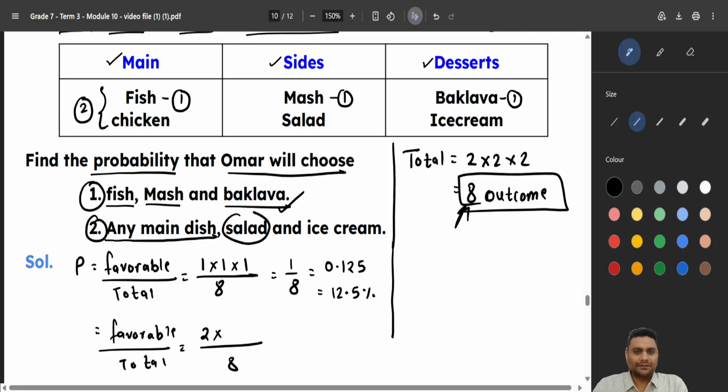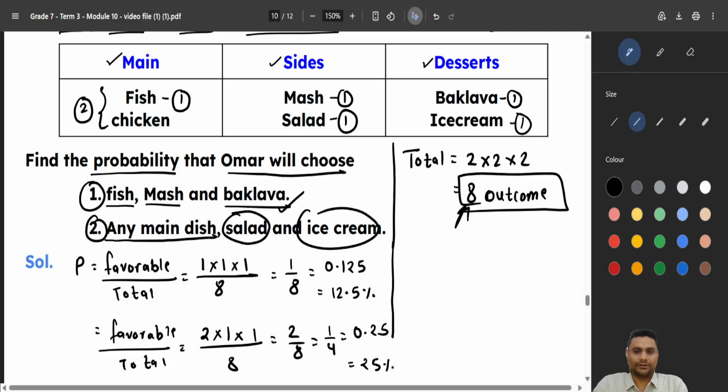Then he needs a salad. How many salads are there? Only one salad. So 2 times 1. Then how many ice creams? Only one ice cream. 2 times 1 times 1. It will become 2 over 8. Divide by 2, it will become 1 over 4, which means 0.25, which means 25%, the answer. Okay? This is how you have to do it.